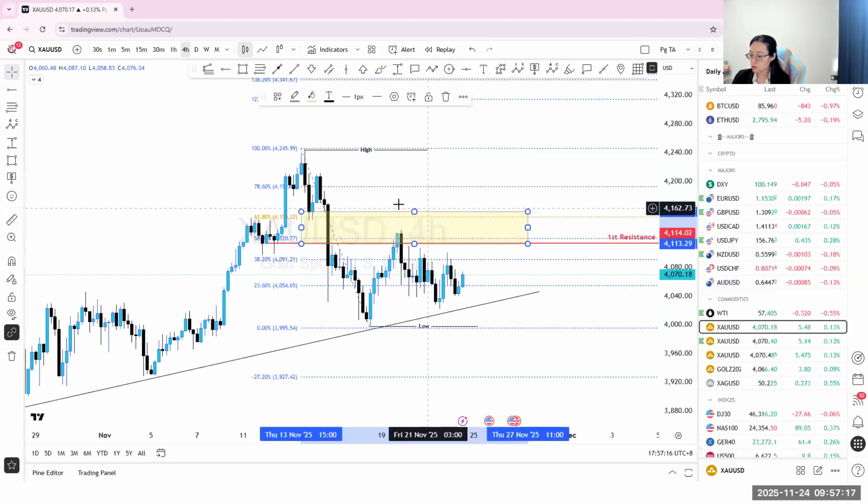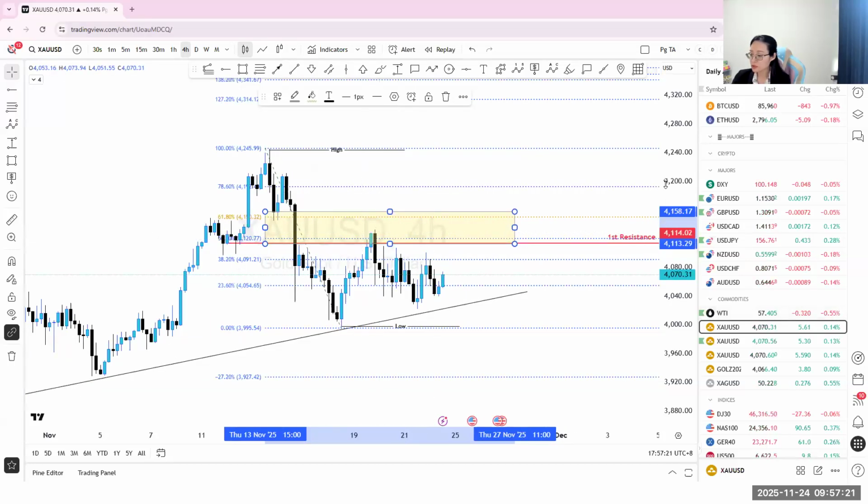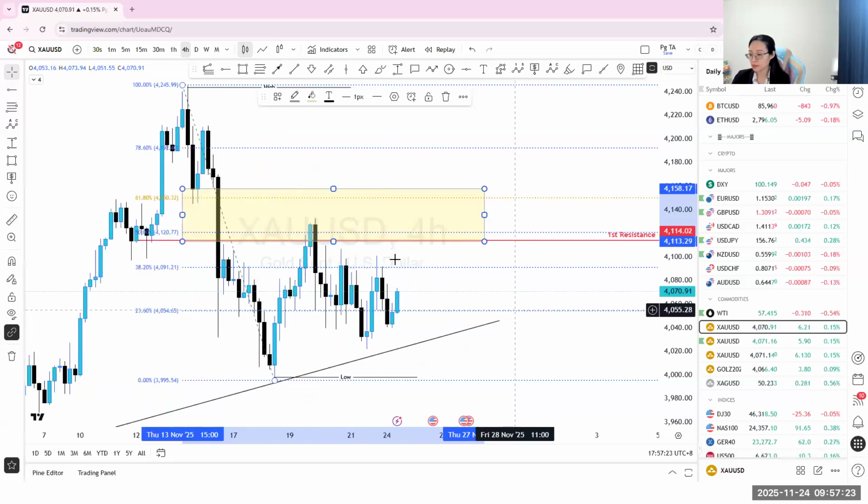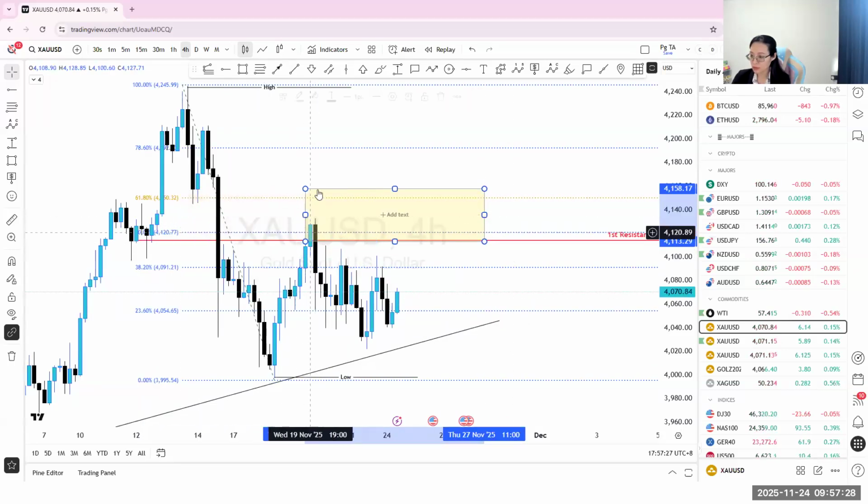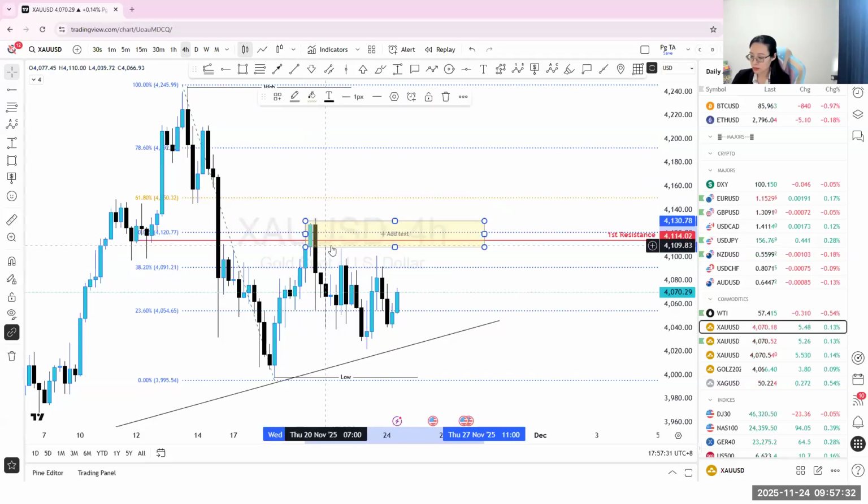So what you need to do is wait for price to go into the zone and then you sell. If you did not sell, price closing with belly and gap, and then my sell entry is going to be here. Another sell: if price went in the box, then you sell. You can see the price went in and then you sell.